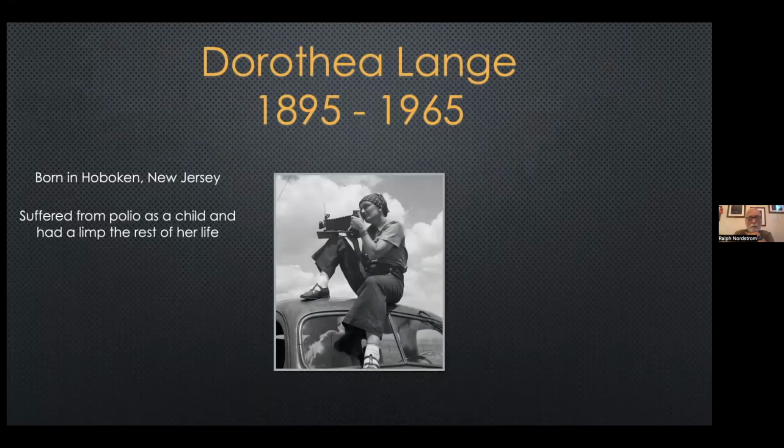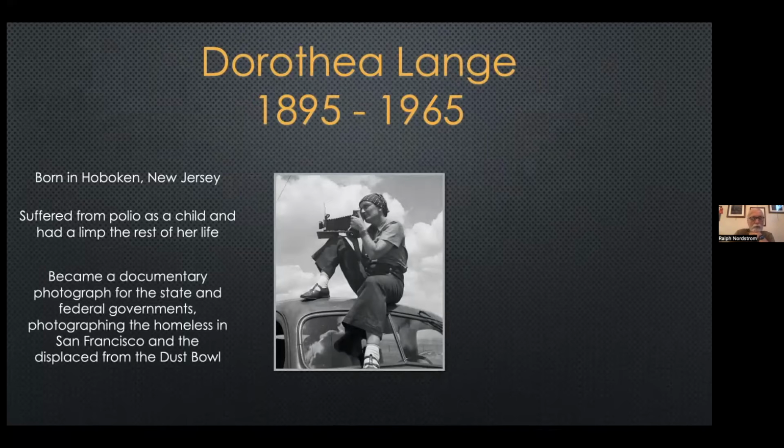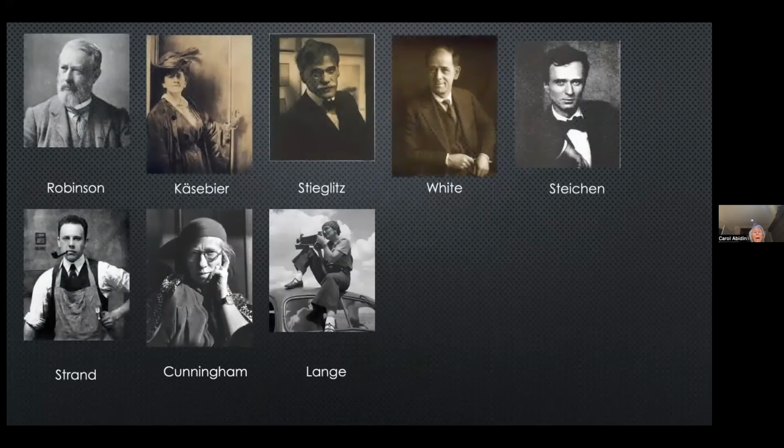Dorothea Lange also, boy, I've got a soft spot for her. She had polio when she was 7 and went around with a limp, photographing the Depression, the Dust Bowl, the effects of that, the incarceration of Japanese Americans during World War II. And I love this photograph of her. She has a great little tripod there, doesn't she?